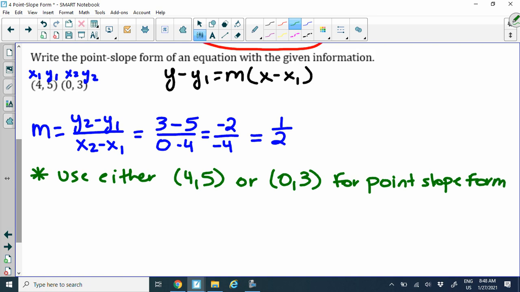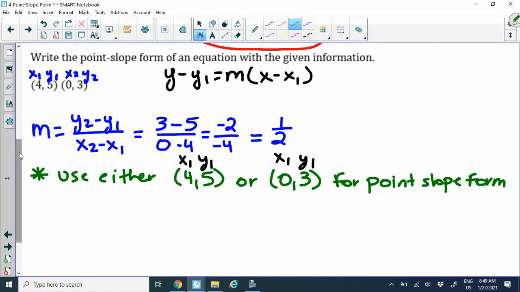Okay, so I'm going to show you both answers. And remember, when you do your homework, you just have to choose one. You don't need to do both of those, okay? So (4, 5), so we have x sub 1, y sub 1. And I'm going to label the same thing for (0, 3) because remember, we just used x sub 1 and y sub 1 in our formula.